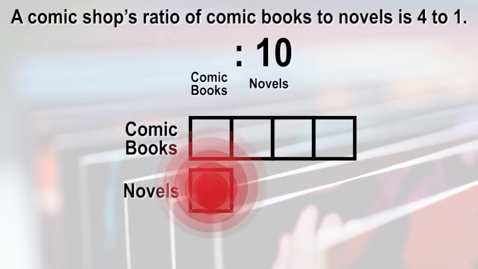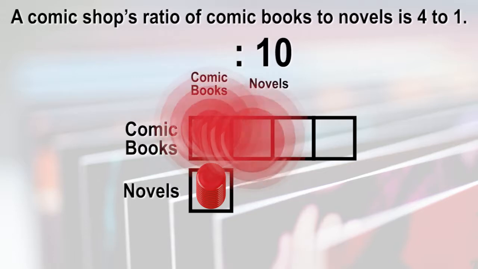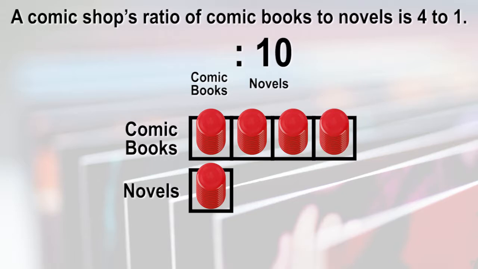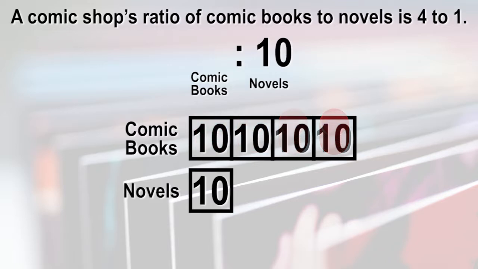If there are 10 novels, how many comics are there? We could take the time to stack 10 counters into each box of the tape diagram, but what did we see with the previous 2 examples? The number of comic books is 4 times the number of novels, so if there are 10 novels, there would be 4 times 10 comic books, or 40 comic books.